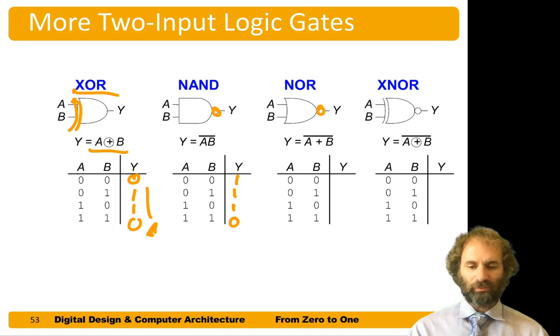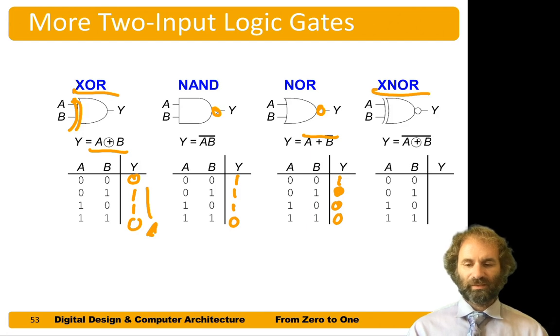It's like an OR gate with a bubble. The Boolean equation has the bar over it, and so the opposite of OR is 1, 0, 0, 0. Exclusive NOR is the opposite of XOR. Again, the symbol has the bubble on the output, the equation has the bar over it, and it's the opposite of this table, so 1, 0, 0, 1.